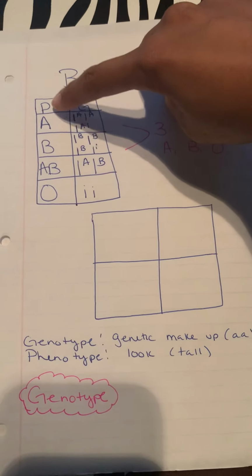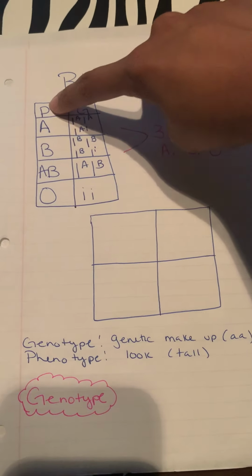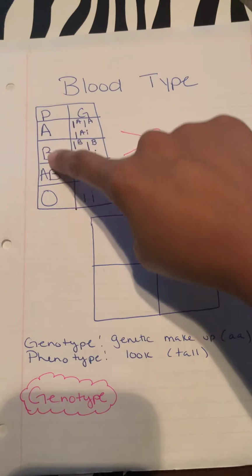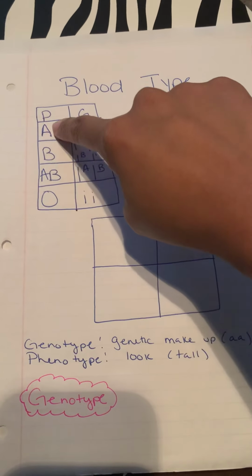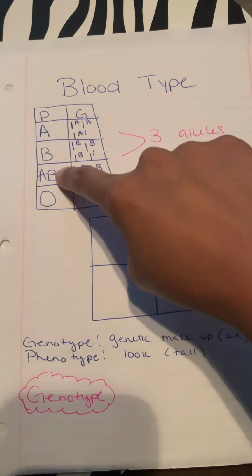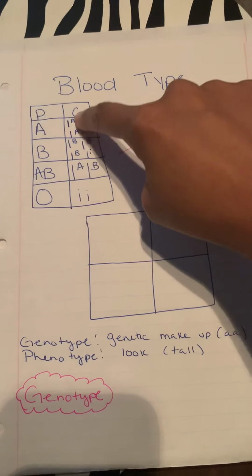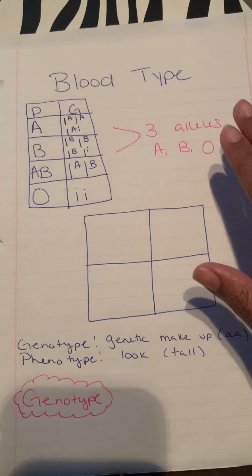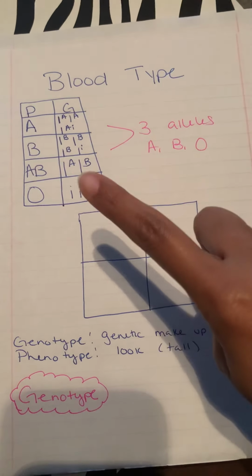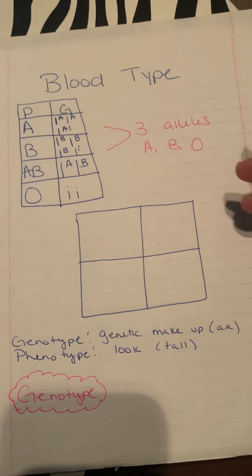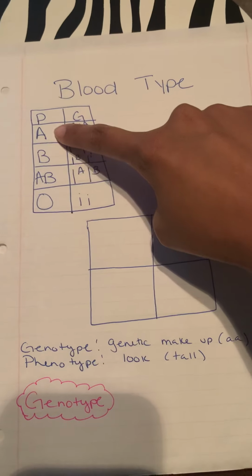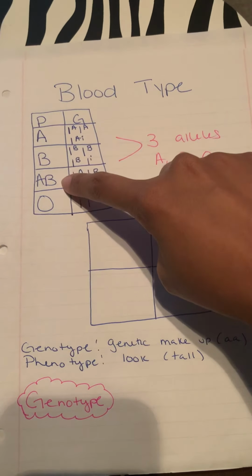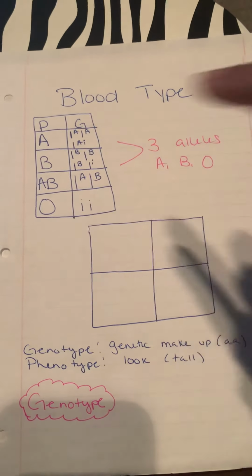On this chart, though, P is for the phenotype. So your blood type. Well, let me slow it down. Type A, type B, AB is right here, and then type O. And then the genotype, the genetic makeup. And then we know our 3 alleles, which will be A, B, or O. So you either have type A blood, type B blood, AB blood, or type O blood.